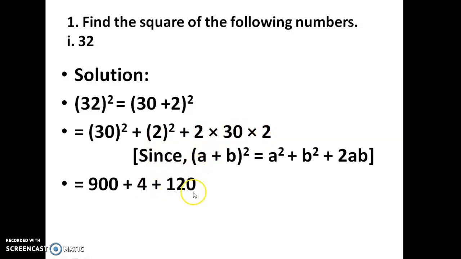Okay, so if you multiply, you will get 112. So add everything together. So you will get 1024. That's the answer. The next problem, 35 square. Similarly, you have to do.